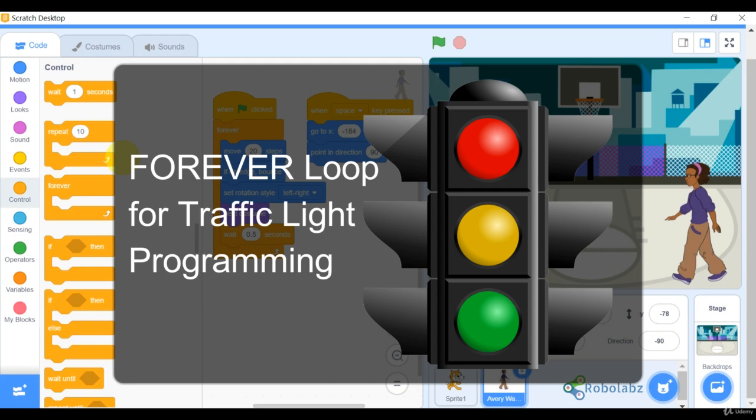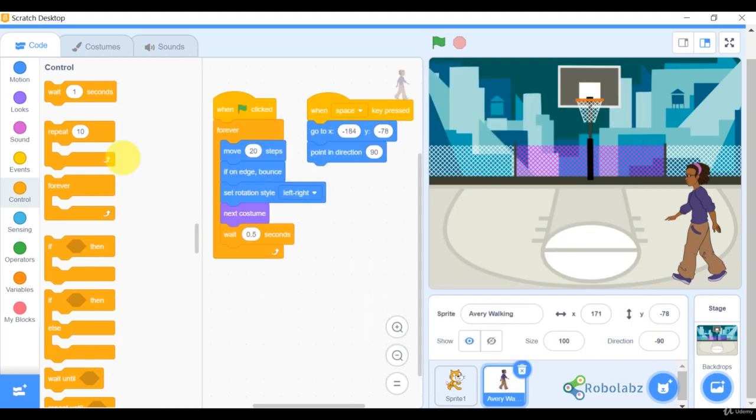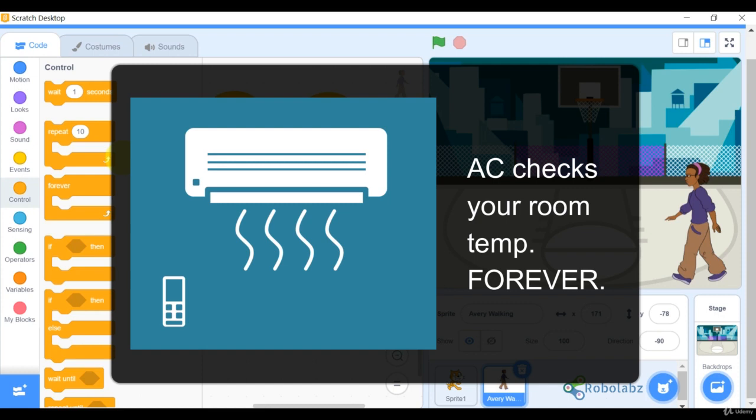So in the case of a red light, we cannot leave any point where it will not operate. We should be very careful and make it foolproof so that it always operates. So we will use a forever loop. Usually in real life situations, most things operate forever. Whenever you put on your AC, it is not checking your room temperature only 10 times. It is checking your room temperature forever, continuously, and putting itself off whenever the room temperature is reached.